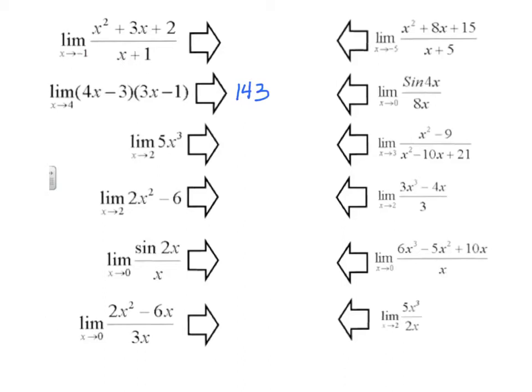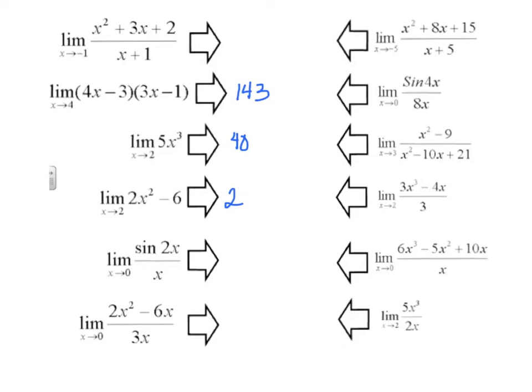143. You can see the next one down if I just plug in 2. 5 multiplied by 2 cubed, so 5 multiplied by 8 is 40. The next one down, 2 multiplied by 4 minus 6 is 2. And what you'll find, a lot of limits can be evaluated by just plugging the number in. Now, of course, on an AP exam, they're not going to be this easy. But what this means that I could just plug it in is that the function is continuous because the limit's value is the same as the function's value.